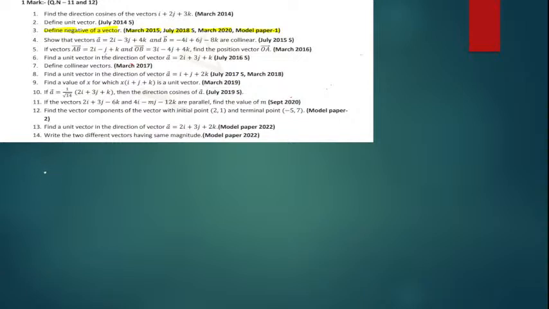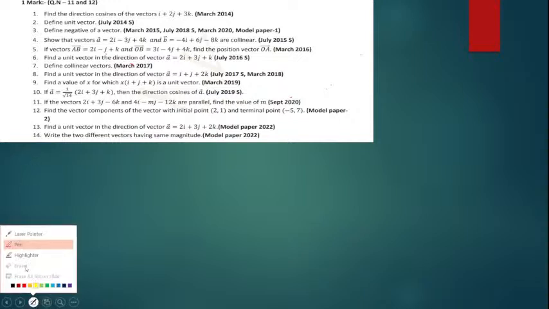Define negative vector means the vector which is opposite in direction to a given vector. You can go through your NCERT. If A is a given vector in this direction, then the negative of the vector is simply in the opposite direction. If A is the given vector, then its negative vector is denoted by minus A vector, where minus indicates its direction, which is in the opposite way. You can go through your NCERT, there are definitions, you can follow them. We'll go for the next one.